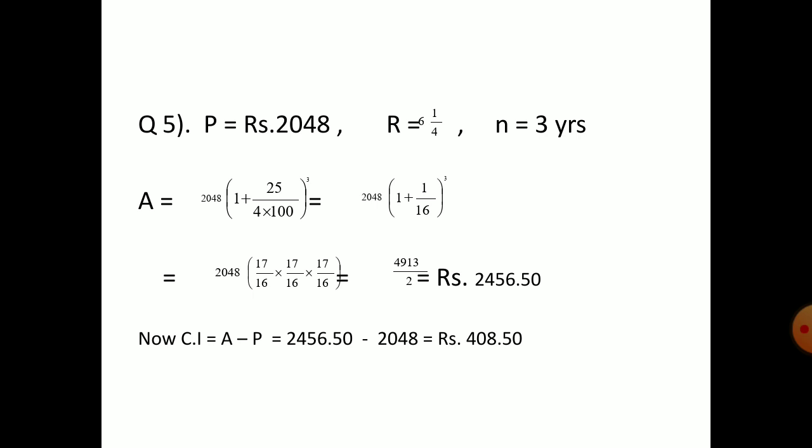Now, but in the question, you need to calculate compound interest. So, what is the formula for compound interest? Compound interest is equal to amount minus principal. That is 2456.50 minus 2048. So, that is equal to rupees 408.50. Is it clear to everybody?